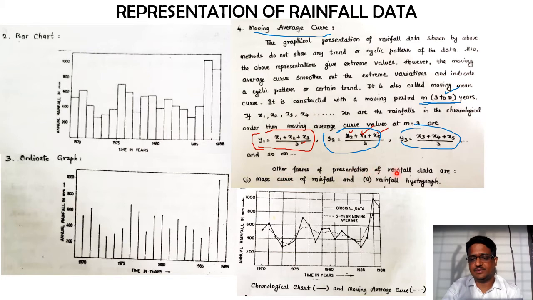The other forms of representation of rainfall data are, one is the mass curve of rainfall, that is the rainfall mass curve, what we have studied in the recording type of rain gauge stations. Okay, that clock driven drum, how it rotates and how the pen marks. So the rainfall data we are going to collect will be in the form of this rainfall mass curve or the rainfall hyetograph. So this is a new term, rainfall hyetograph. So these are again 2 different ways in which we can represent the rainfall data.